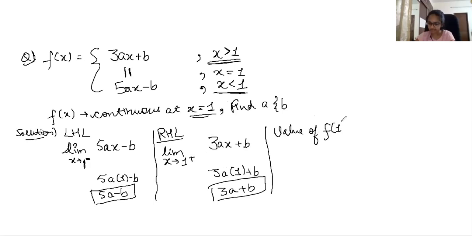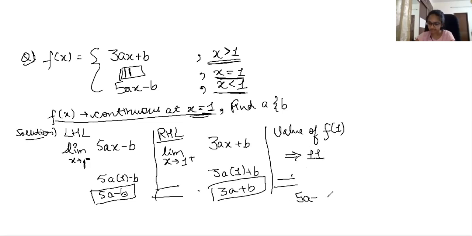And the next thing, the value of f at point 1 will be 11, since it is clearly visible that x equals 1 is given. So we'll write 11 over here without thinking. Now it is given in the question that f(x) is continuous at x equals 1. So we are supposed to find the values of a and b. So simply we have two equations. We know that this is equal to this and this is equal to this. And what will be those two equations?